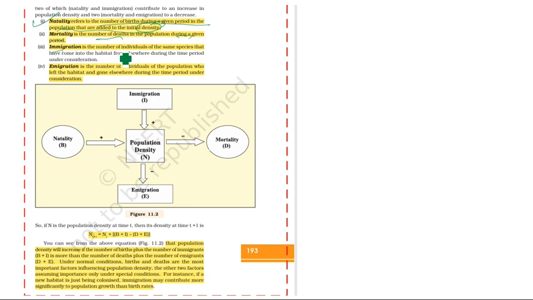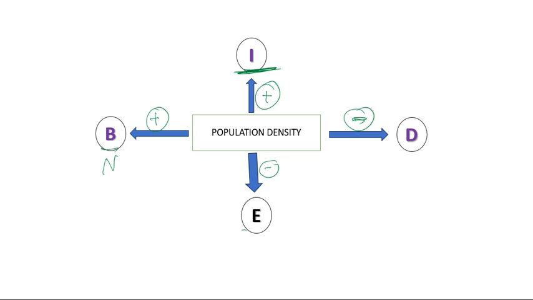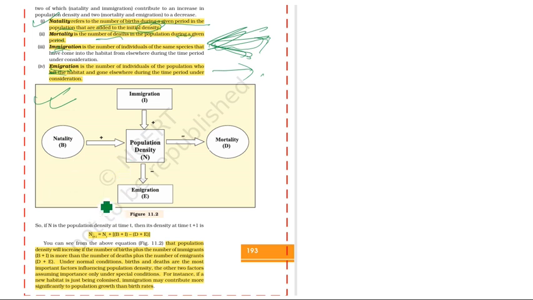And emigration, the number of individuals who will leave the habitat or the place. Immigration, number of individuals, sorry, I said it the wrong way round, I am very sorry. Immigration is the number of individuals who will enter. I mean, I means enter and E means exit. E means going outside, so exit. And so see this graph which we discussed right over here. So from anywhere you can do it, just remember it because it is important.